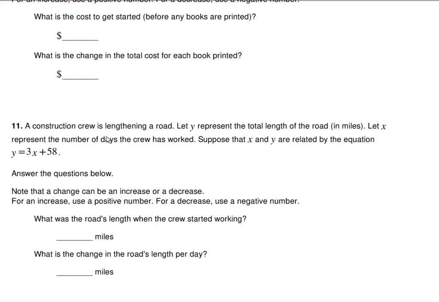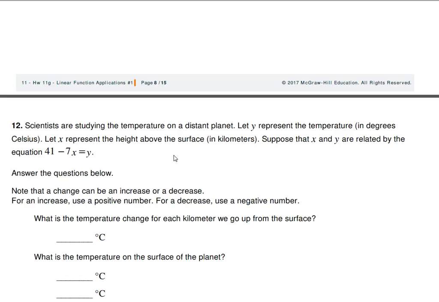I want you to think about the relationship of what happened. The construction crew is lengthening the road, and this is the total length. This X is going to be the days. And we've got this equation. What's the answer to this question? How does that relate to a positive or negative increase and change and things like that?